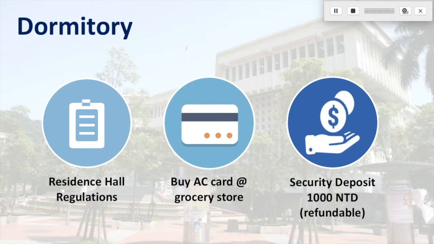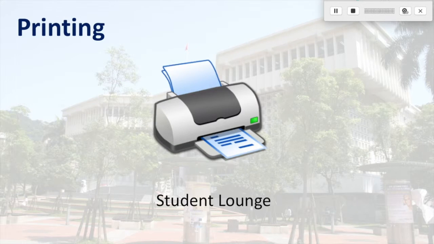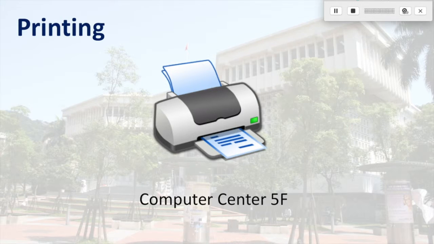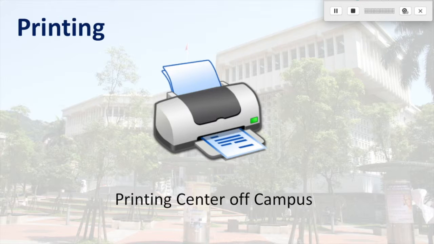Well, Jennifer, I have a question. Where can my buddy print his report? For printing, please bring your own paper and you can print for free in the students' lounge, located on the fourth floor of the Yixian building. If you want to print color pages, please bring your student ID card to the fifth floor of the computer center. The charge is one New Taiwan dollar per page. Or you can go to any copy center off campus.